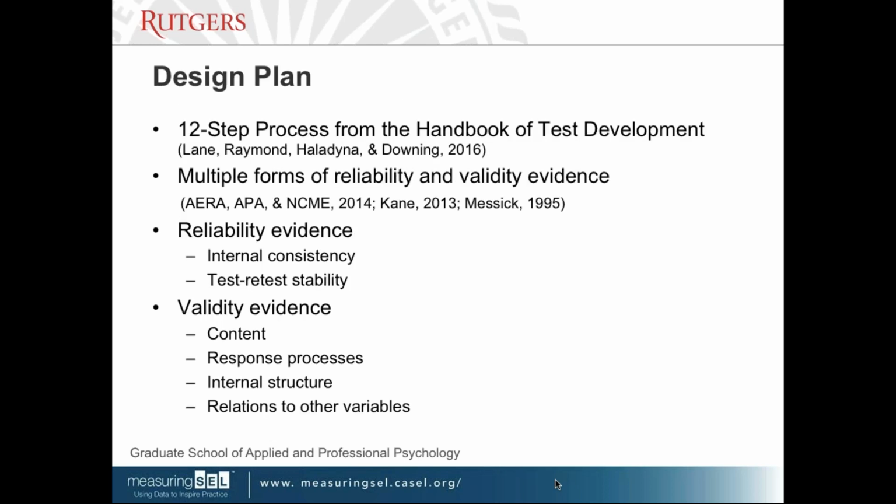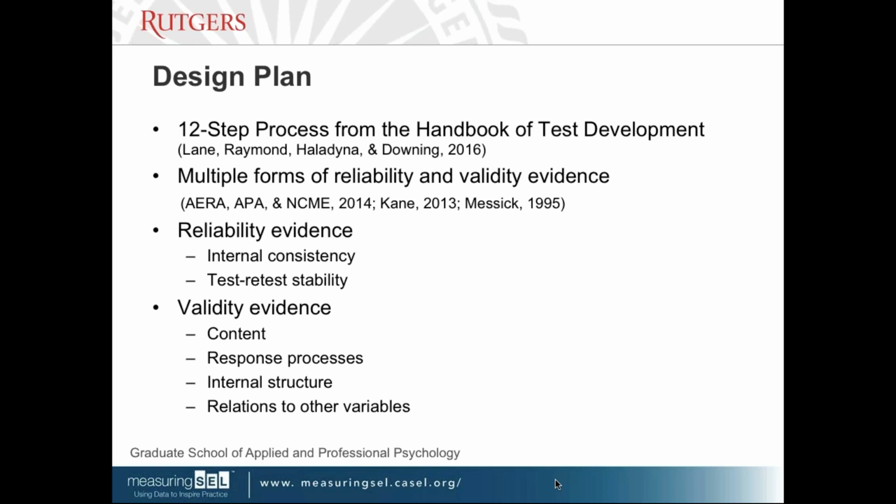Next slide, please. We're going to follow an organized design plan, heavily informed and influenced by the 12-step process by Lane and colleagues that's published in the Handbook for Test Development, which starts with an overall plan and determining exactly and defining which constructs are going to be measured, developing a large number of items for each of the constructs and sub-constructs to be measured, and then iteratively through expert review and through pilot testing, reducing those numbers of items.